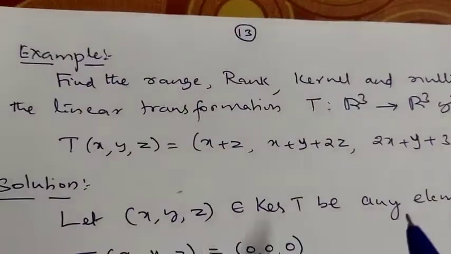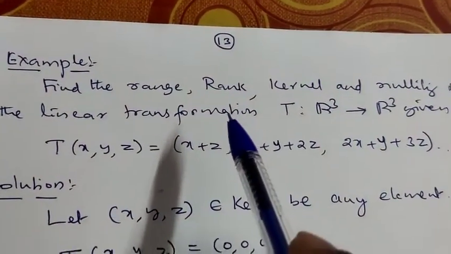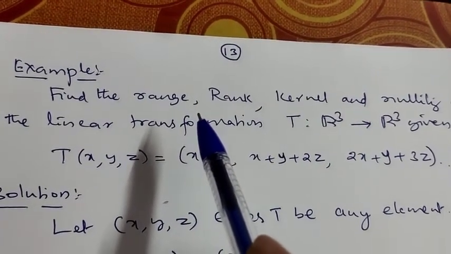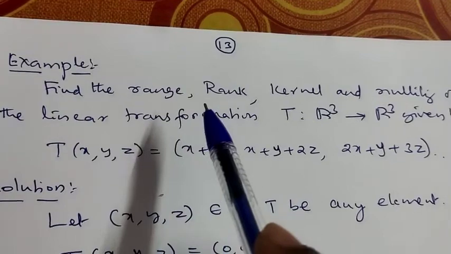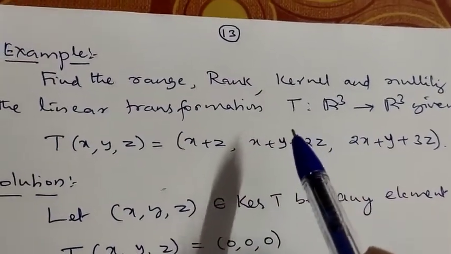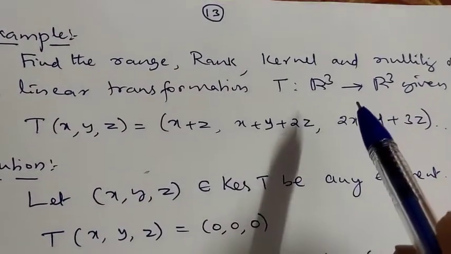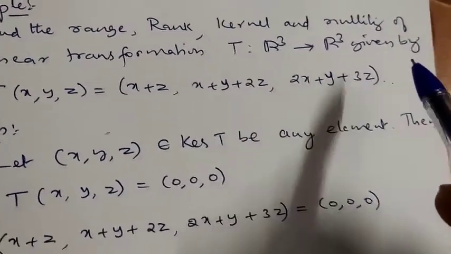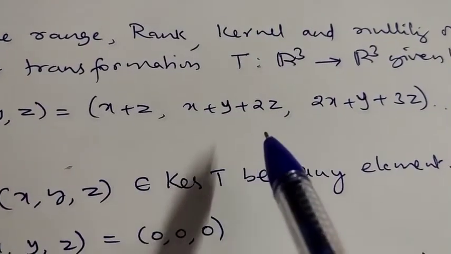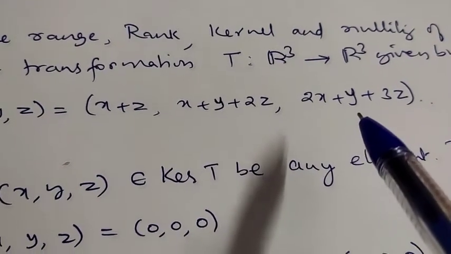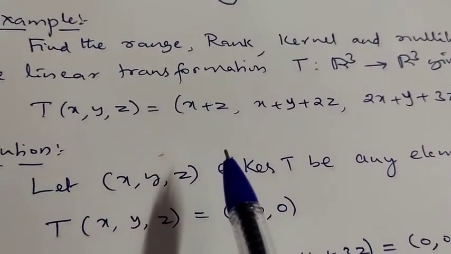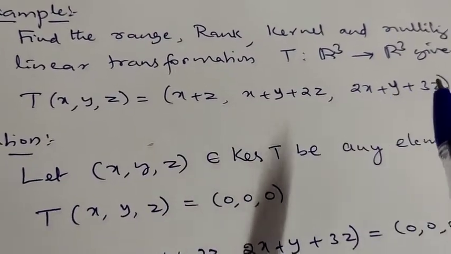Now let us take one example based on Sylvester's theorem, or Sylvester's law. This example gives the range, rank, kernel and nullity of a linear transformation. I will take the linear transformation T from R3 to R3, so V is R3 here, given by T of (x, y, z) equals (x plus z, x plus y plus 2z, 2x plus y plus 3z). We need to find the range, rank, kernel and the nullity.